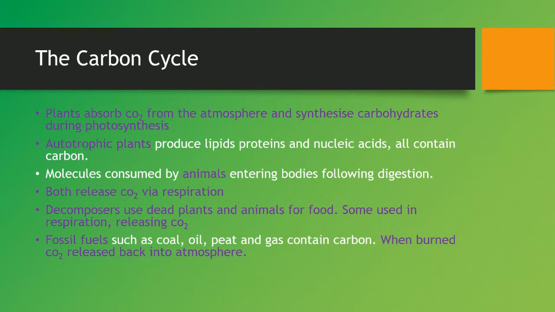So the carbon cycle we'll do first. Essentially, you'll start off with plants absorbing carbon dioxide from the atmosphere, and this will then synthesize carbohydrates during photosynthesis. Autotrophic plants will produce lipids, proteins and nucleic acids. All of these contain carbon. These molecules are then consumed by the animals, which enter their bodies following digestion. Both release CO2 via respiration. So this is how carbon dioxide gets out of animals, via respiration.